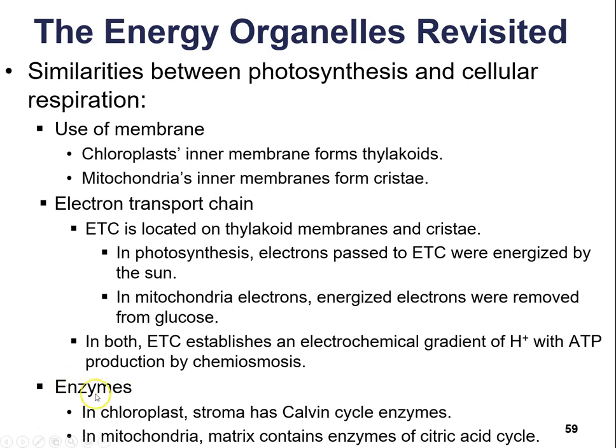In terms of enzymes, we didn't talk that much about specific enzymes, but in the chloroplast, the stroma has the Calvin cycle enzymes. Makes sense, because that's where the Calvin cycle happens. In the mitochondria, the matrix contains the enzymes of the citric acid cycle. That's where the citric acid cycle happens, so it makes sense that the enzymes to catalyze those reactions are present there.